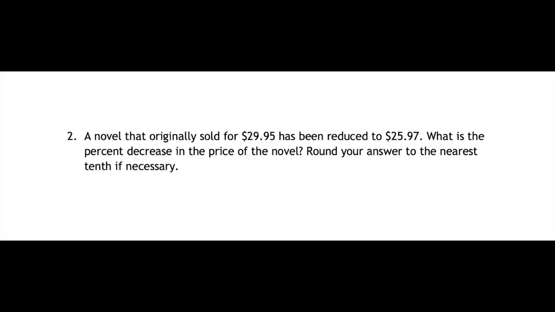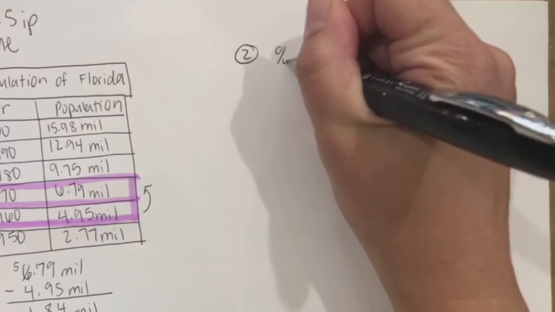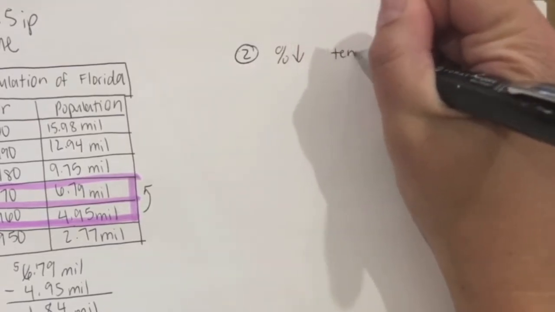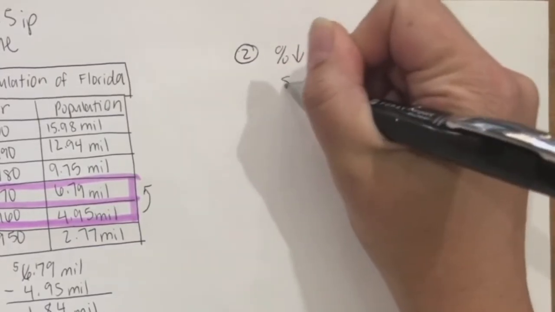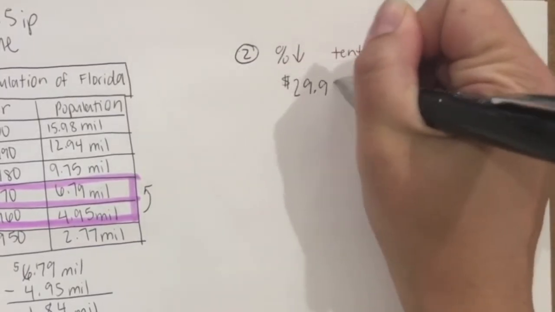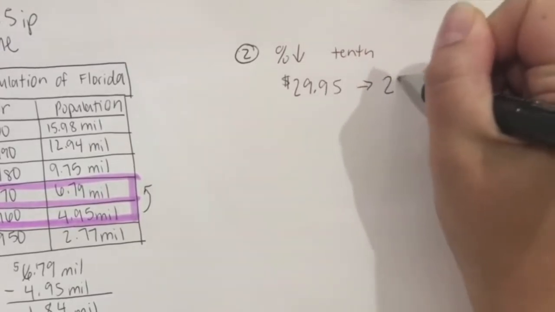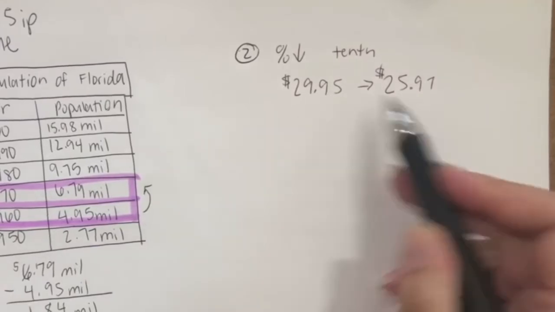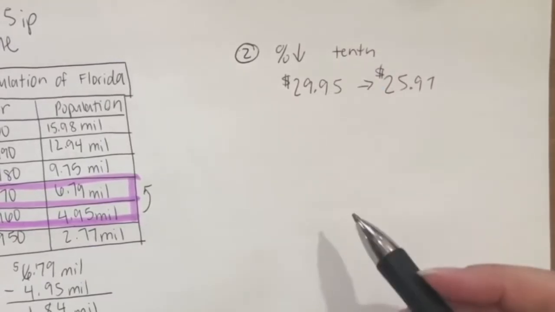Number 2, a novel that originally sold for $29.95 has been reduced to $25.97. What is the percent decrease in the price of the novel? Round your answer to the nearest tenth if necessary. Okay, so we're looking for percent decrease and round to the nearest tenth. We have $29.95 to $25.97. All right, so let's see what the difference is, and then we'll divide it by the original.